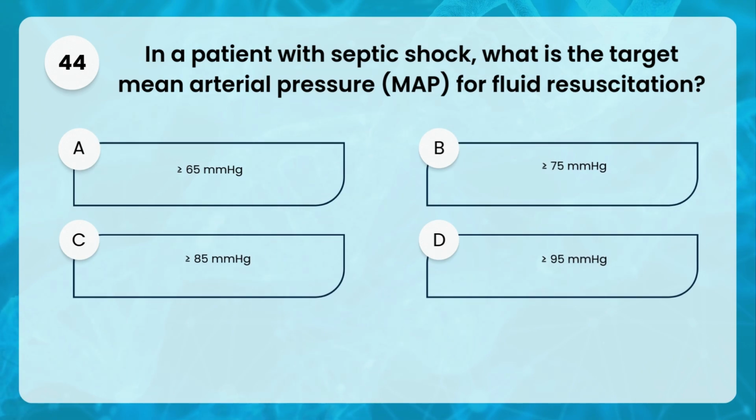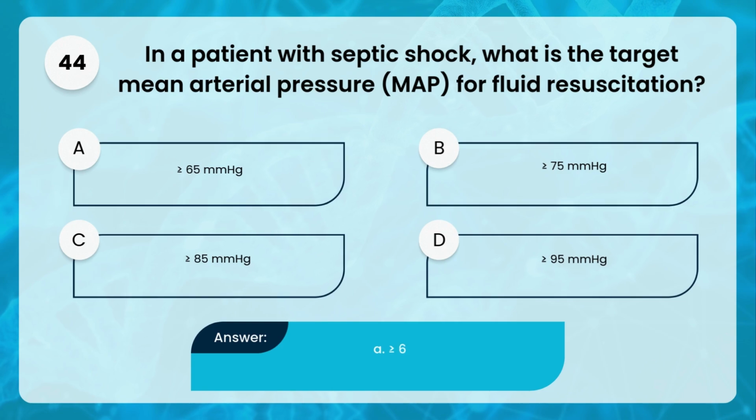44. In a patient with septic shock, what is the target mean arterial pressure, MAP, for fluid resuscitation? A. Greater than or equal to 65 millimeters of mercury. B. Greater than or equal to 75 millimeters of mercury. C. Greater than or equal to 85 millimeters of mercury. Or D. Greater than or equal to 95 millimeters of mercury. The answer is A. Greater than or equal to 65 millimeters of mercury.